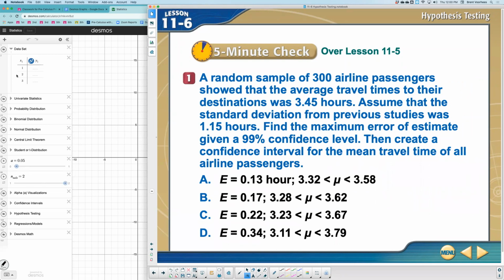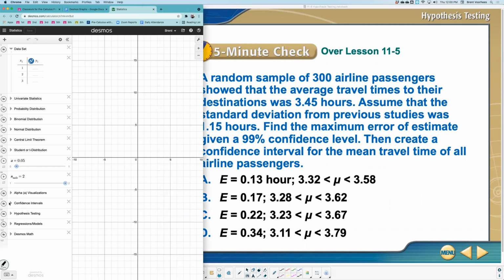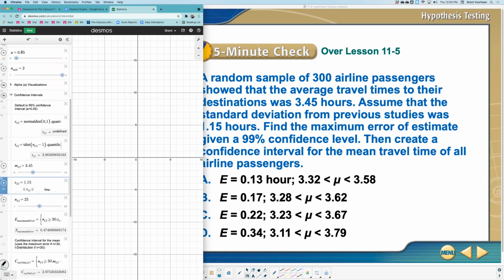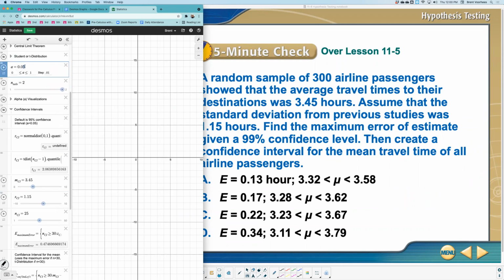So what I'm going to do is go over to our statistics calculator that I've created. We're going to go to confidence intervals and type in our information. We know the assumed mean is 3.45 hours. The standard deviation was 1.15 hours. We want a 99% confidence level, which means alpha is 1 minus that 99%, which would mean 0.01.